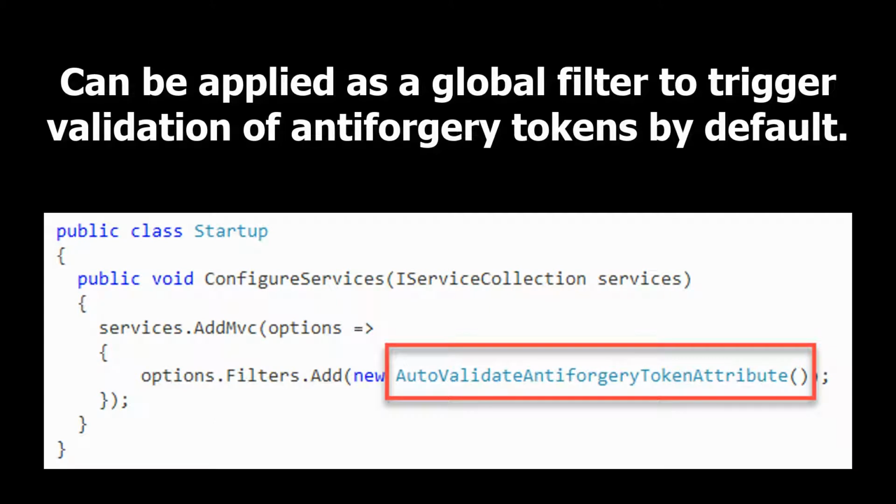.NET Core takes this one step further by introducing the auto-validate anti-forgery token attribute, which can be applied as a global filter, which means it will be added to every unsafe action such as put and a post, and it won't add them to the safe ones such as get and head.